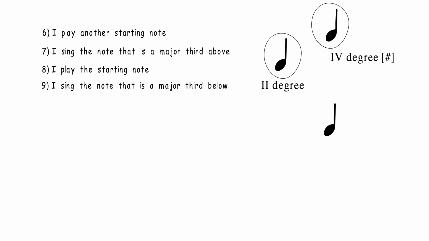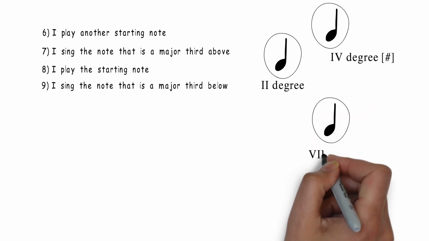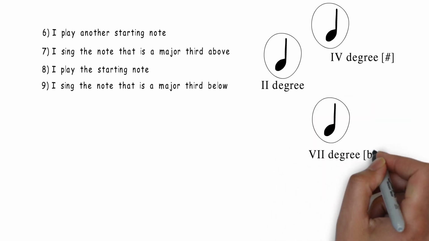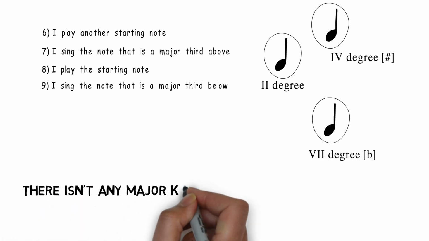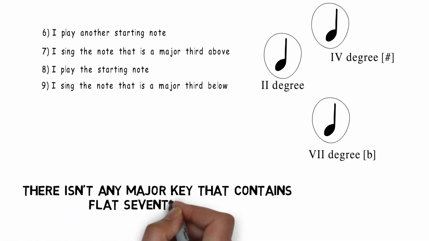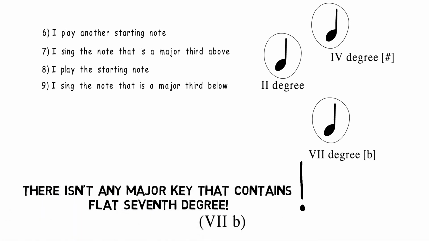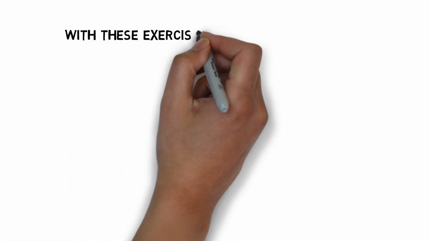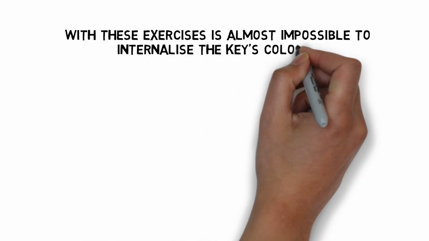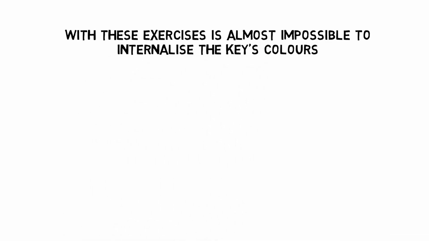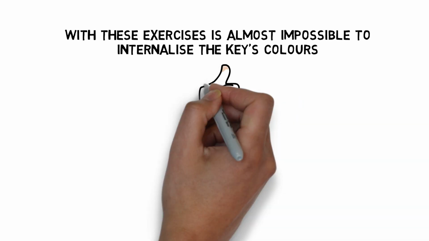La. The first note is still the second degree. The second note is the flat seventh degree. Oh yes, you get it. There isn't any major key that contains also a flat seventh degree, so our mind is forced to get out of key again, thinking of a note that belongs to another key compared to the key which we started with. It's obvious that we can't learn keys colors this way. If we keep on changing key, it's impossible to internalize them. Oh, you're right. That's true.